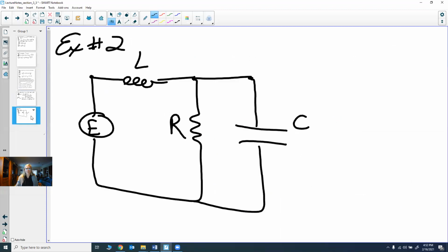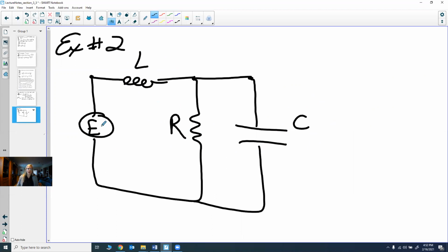So let's go ahead and look at a circuit. This is known as an LRC circuit because it involves an inductor, which stores the current, a capacitor, which stores charge, and a resistor, which resists the current moving. And it has a voltage source, we're calling it E.